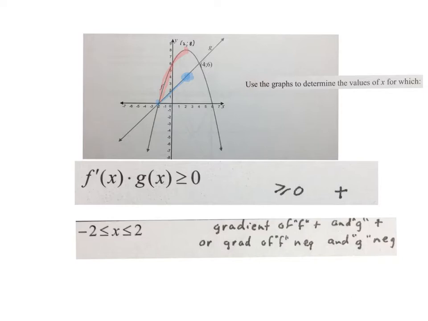And because the inequality says bigger and equal to 0, we include the x is 2, we include the x is -2. So our final answer lies between -2 and 2. X bigger than or equal to -2, x smaller than or equal to 2. There is no place where the gradient is negative and g of x is negative. Please stop the video and get your brain around this one.